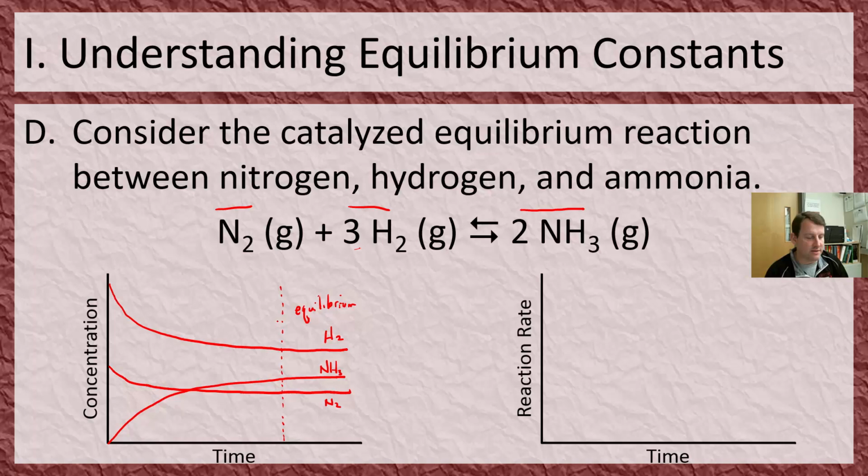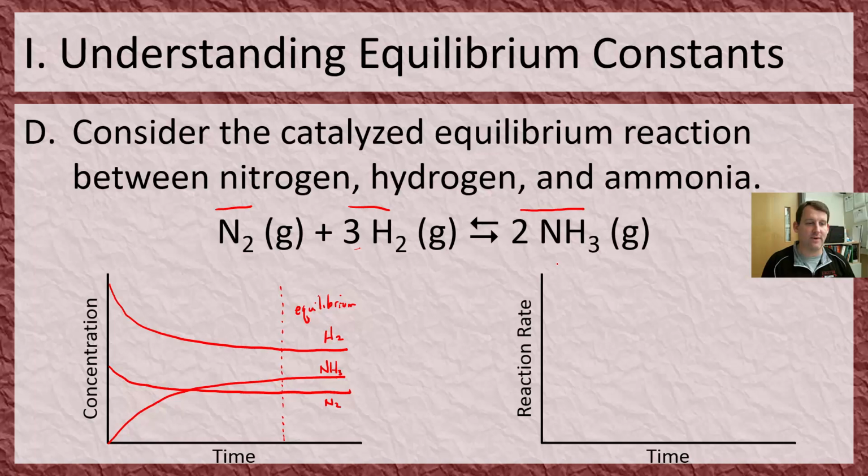This reaction situation will stay constant like this forever unless we change the temperature or we change the concentrations of anything. So if we inject more nitrogen, this one will suddenly spike, more forward reaction will happen, and it'll establish a new equilibrium.